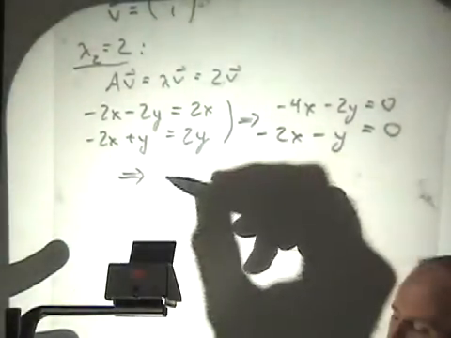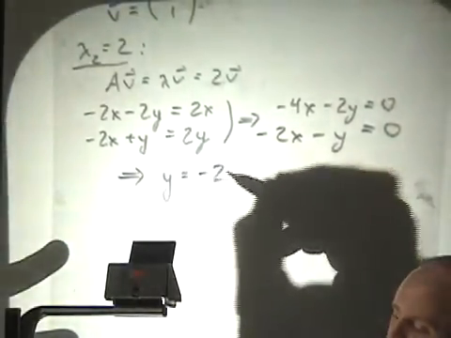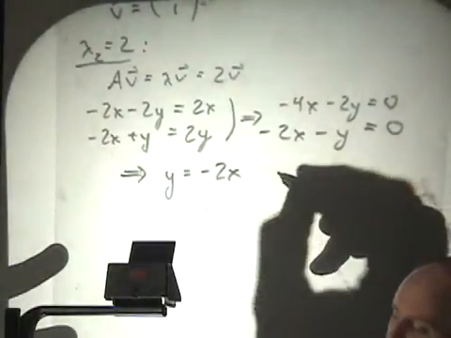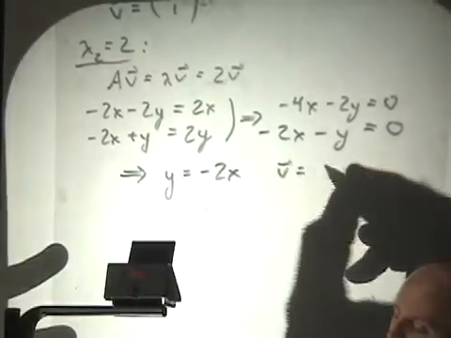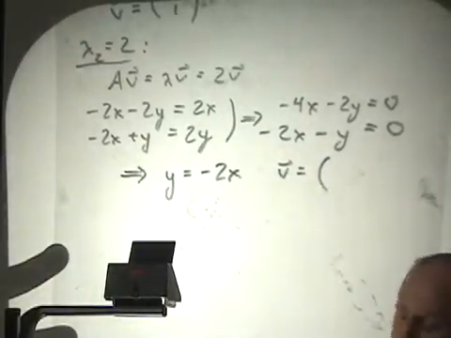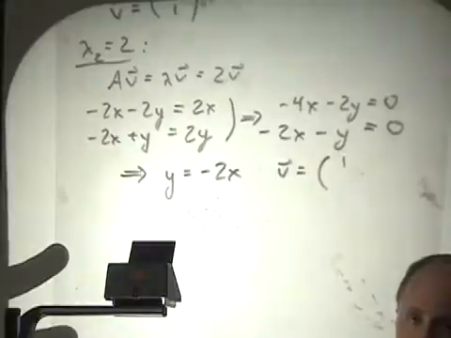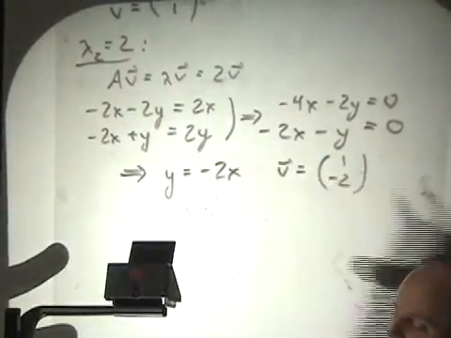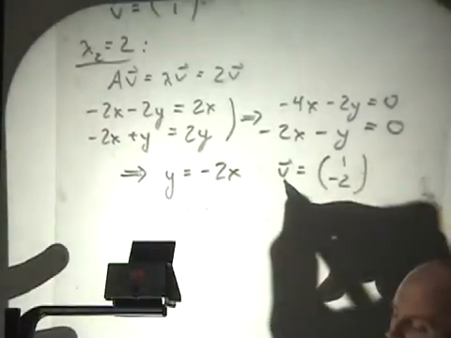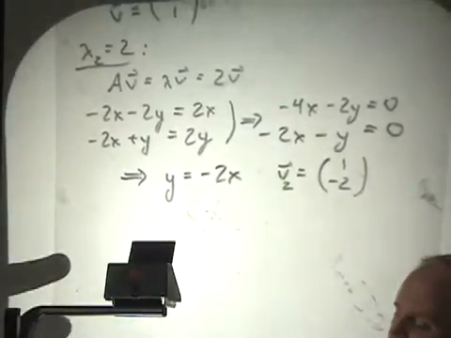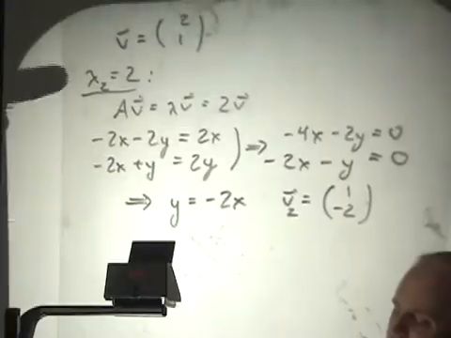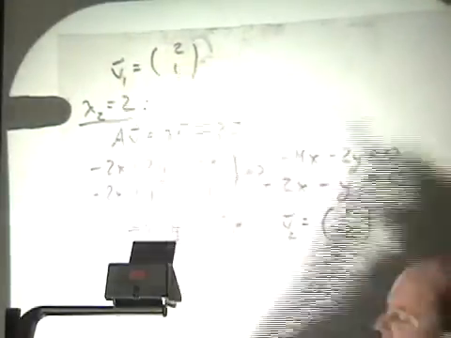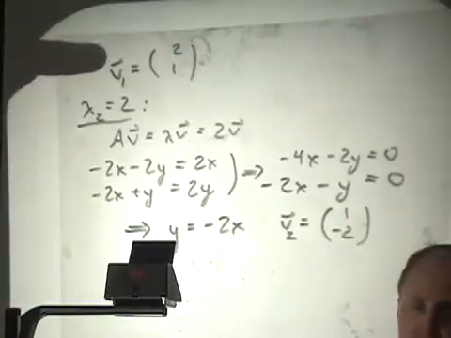I can just think about one of them. I'll think about the second one. I'll solve it for y in terms of x. And I get y is negative 2x. So that means that I can pick x to be something non-zero, for example, 1, and then y is determined by this equation to be negative 2. So I'm going to label that v2. That's the second eigenvector, which corresponds to the second eigenvalue, lambda 2 equals 2. Maybe I'll label this one v1. That corresponded to the first eigenvalue.